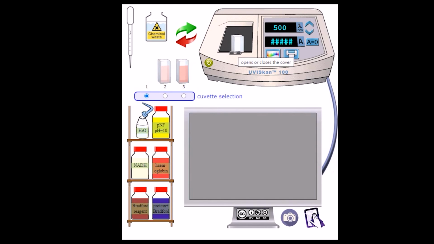So we are going to calibrate the spectrophotometer, and we are going to power it up. We are going to open the door, and we're going to put the first cuvette, the blank, inside the spectrophotometer. So we are going to close the door, and the absorbance is 0.098. Now that we got the absorbance, we are going to take out the blank solution. The wavelength for the 3 cuvettes is going to be 500 nanometers. So now we are going to put in the second cuvette.